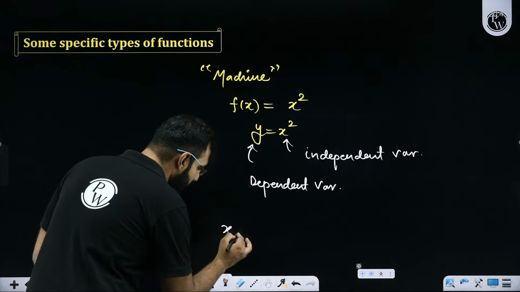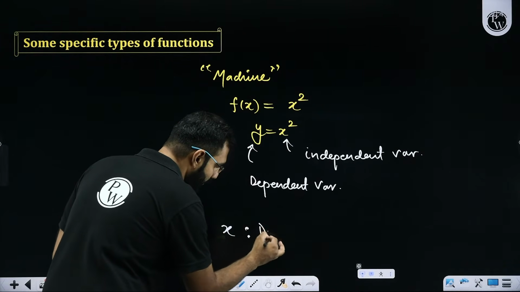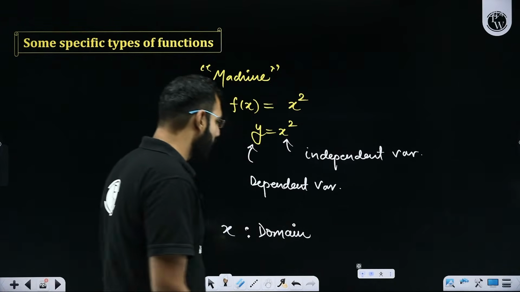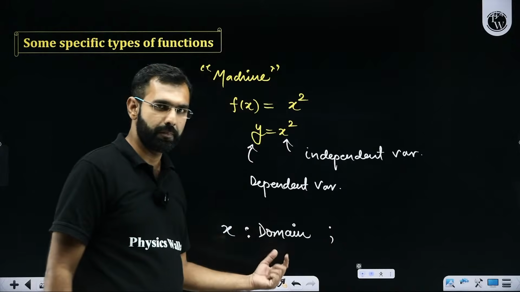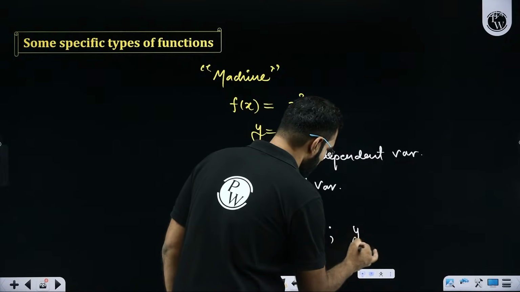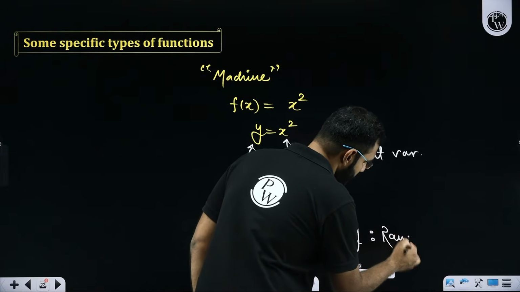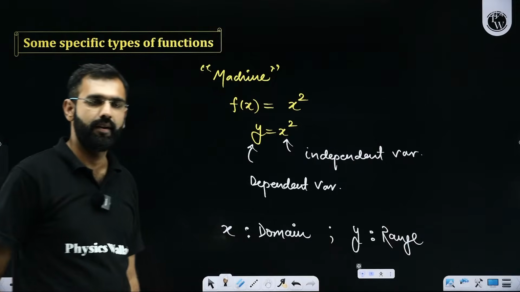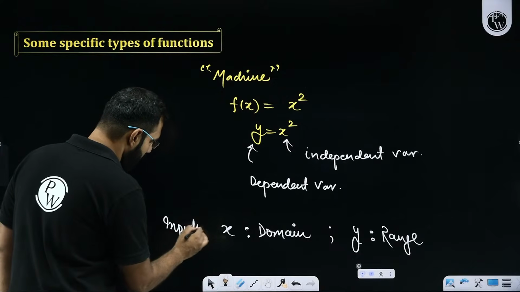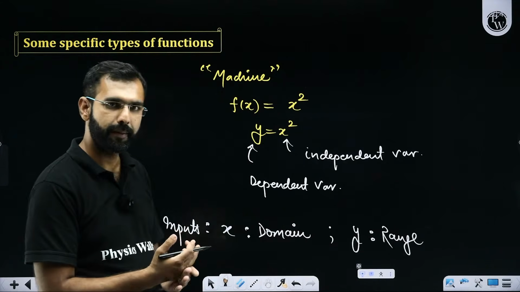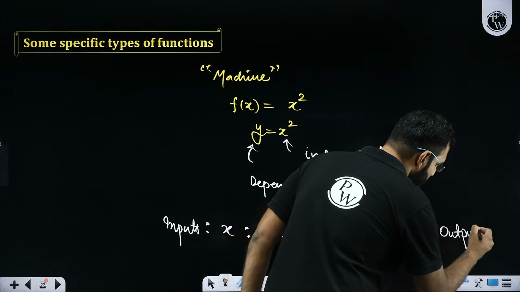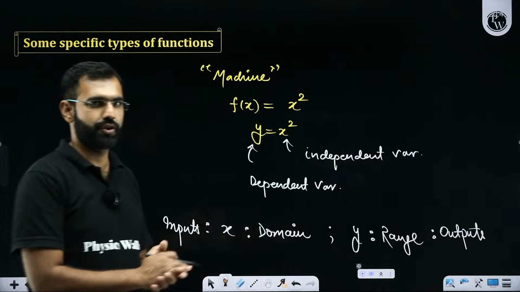Whatever values of x I can put here will be called the domain of this function. Based on that, whatever values are produced as an output, which are the values of y, will be called the range of this function. I repeat, whatever inputs you can give are called the domain. Whatever outputs we can produce based on those inputs will be called the range.